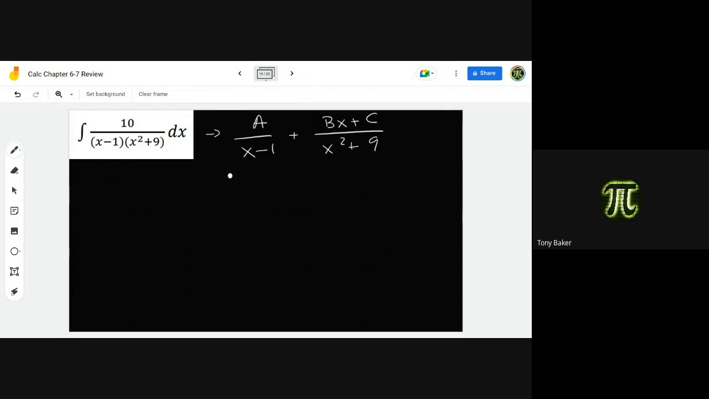So remember, when you have a quadratic, you have to have the bx plus c there. You have to have a linear term on top. So we end up having a times x squared plus 9 plus bx plus c times x minus 1.